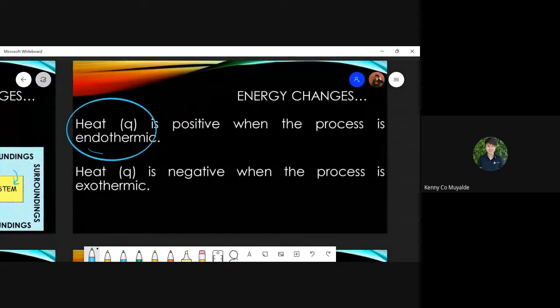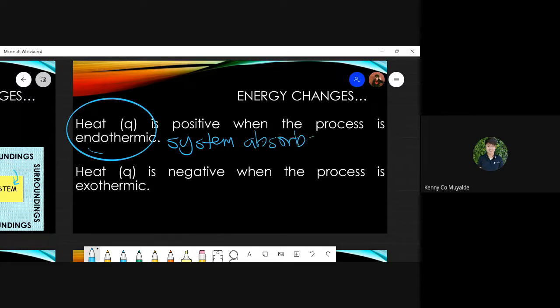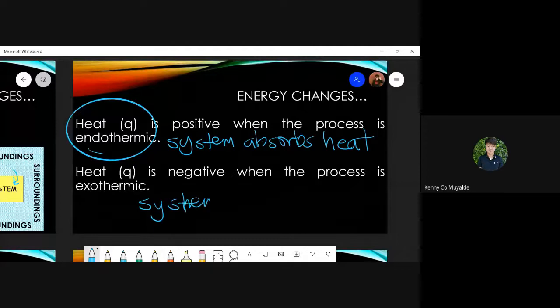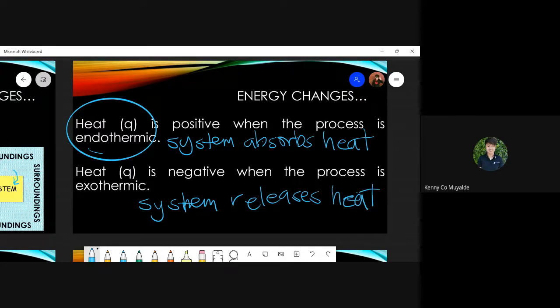Malalaman natin na endothermic kapag system absorbs heat. Malalaman natin na exothermic kapag system releases heat. Okay? Endothermic, inabsorb ni system yung heat. Exothermic, nirelease ni system yung heat.